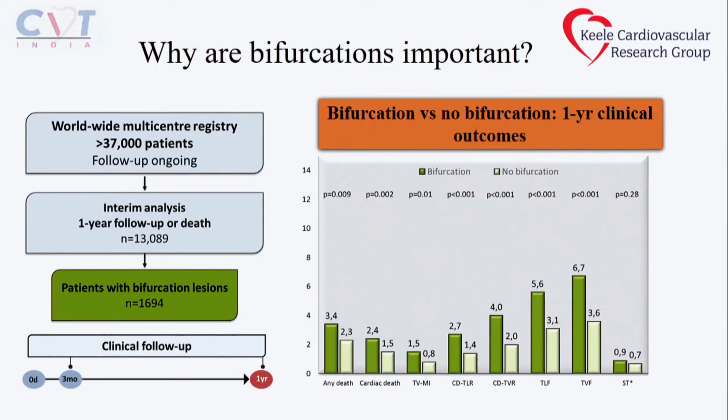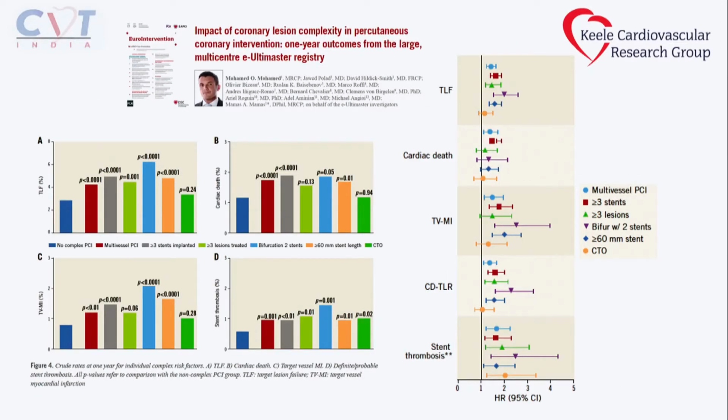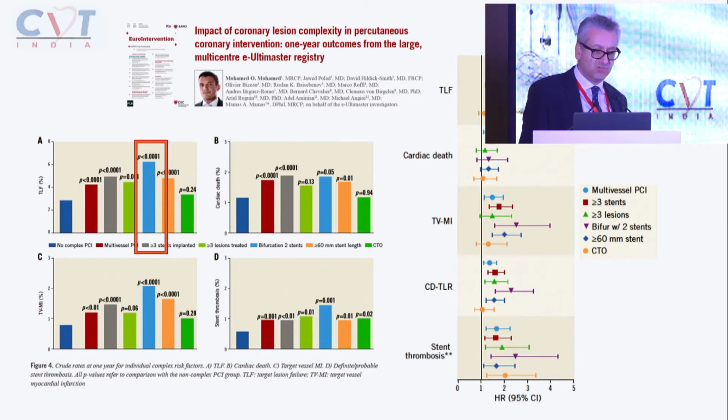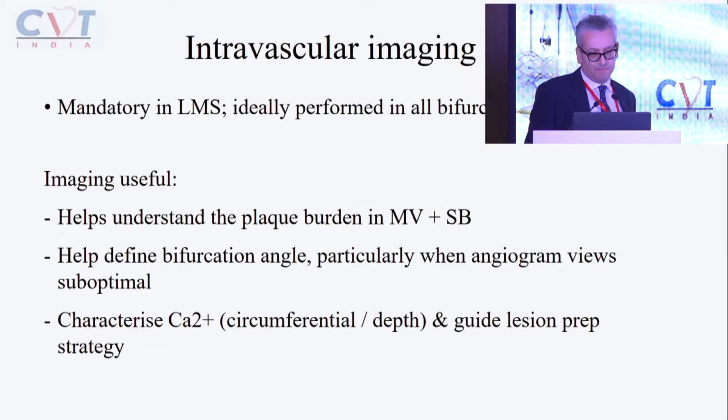So why are bifurcations important? Well, this is some data that we've published from the Ultimaster registry showing that bifurcations have much worse one-year outcomes for a variety of different endpoints, such as target lesion failure, target vessel MI, stent thrombosis, and so forth. This is some work that we published around complex PCI, and the major take-home message is that bifurcations with two stents have the highest event rate, the highest target lesion failure rate and the highest target vessel MI rate. Therefore, it's really important in these cases to undertake intravascular imaging.